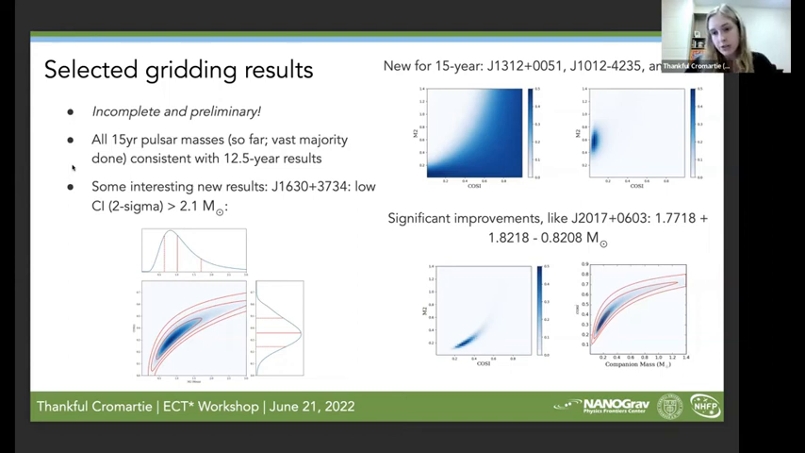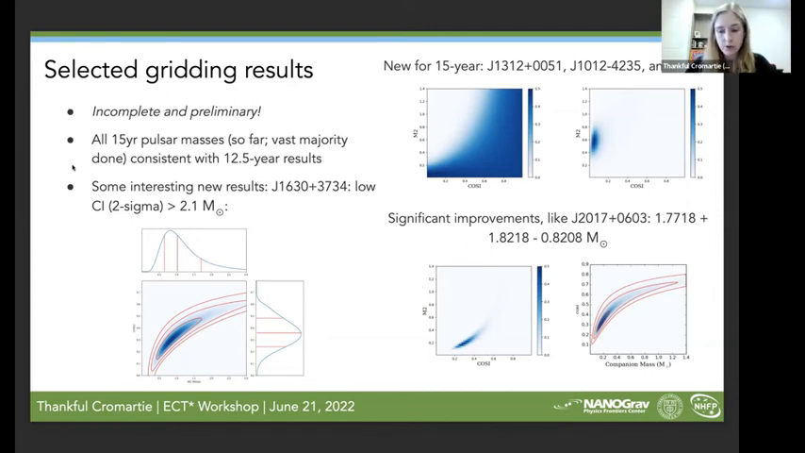There are also some new pulsars in the 15-year data set. Obviously, I had already mentioned there are 21 new sources. This is just an example of the companion mass measurements we have for a couple of them. You can see that our ability to constrain these parameters varies from pulsar to pulsar quite a bit. So 1312 on the left has a fairly poor constraint, but this other new pulsar 1012 on the right has a fairly good constraint on the companion mass and inclination angle.